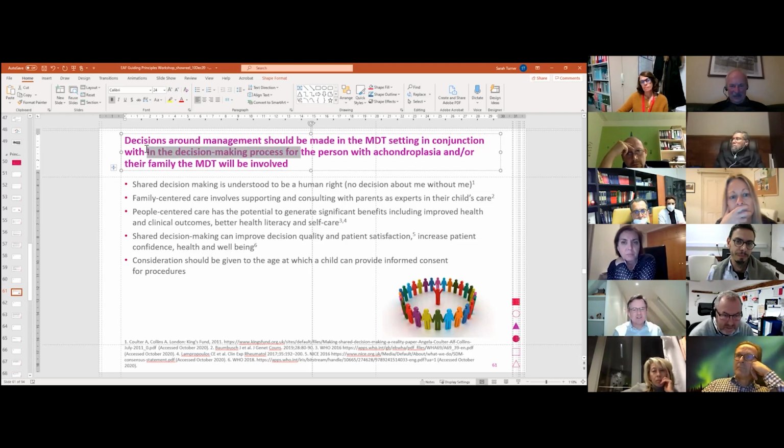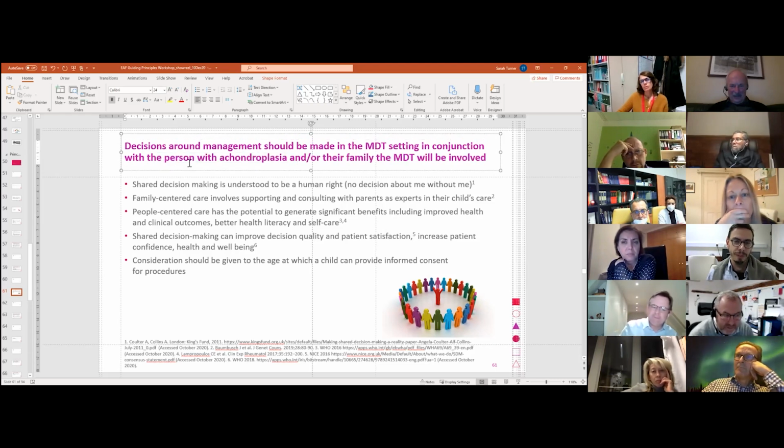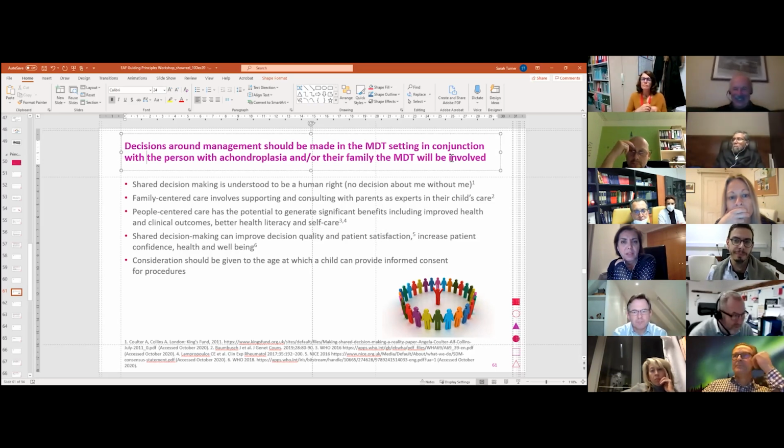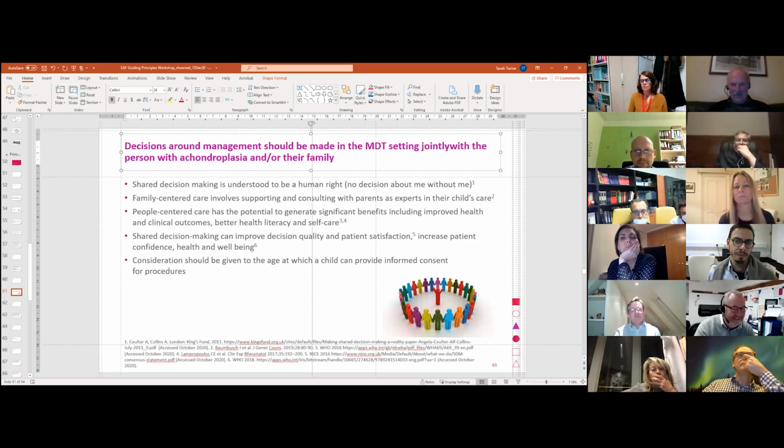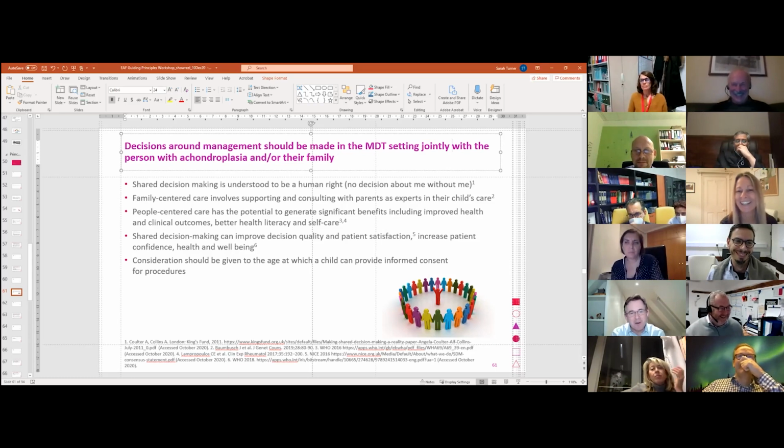Is conjunction an easily translated word, just for everybody? Yeah. Yep. So this is an example for what you said before, Chris, yeah? Should be made in the MDT setting. You could get rid of in conjunction, couldn't you? Well, the whole sentiment is that it's a joint decision. Okay. So how about jointly? Jointly, yeah. Or partnership. Perfect. It might be a bit woolly, like they're in the room when we made the decision. Yeah. I think they always end up a bit woolly, don't they? But I think that's the sentiment, isn't it?